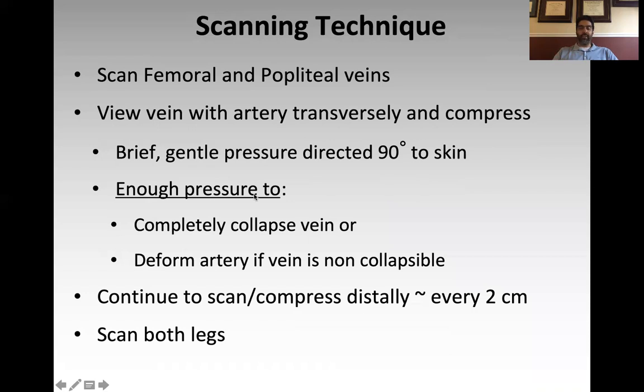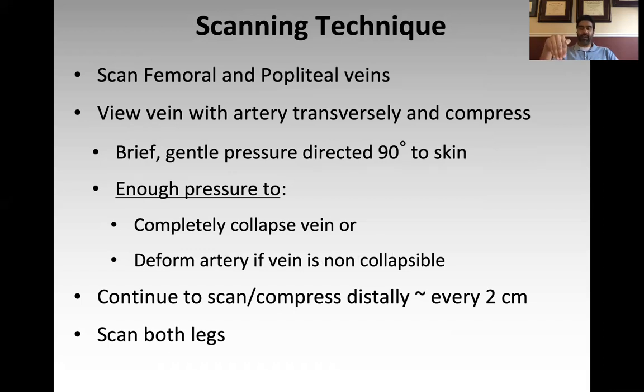And you want to press down on the vein. When you're actually compressing on the vein, you want to make sure the force is directed 90 degrees to the leg, because in that way you're actually looking where you're compressing. If you're angled and you're compressing, what could happen potentially is that you're looking downstream and compressing below the probe, and it can make it look like the vein is not compressing when you're pushing down. So make sure that your probe is angled 90 degrees to the skin when you're compressing. You want to push down until the vein collapses, or if you're pushing down enough for the artery to deform but the vein isn't collapsing, that is a non-collapsible vein.